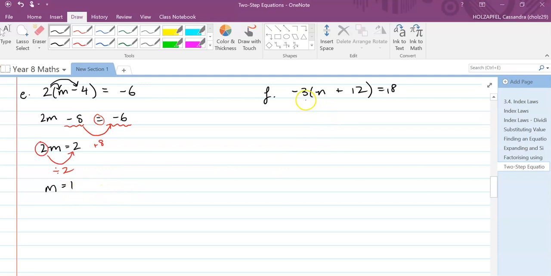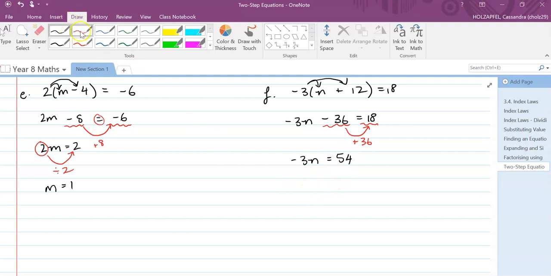We have another example here where we have some trapped family members. So let's go ahead and free our family members first. So we end up with -3n minus 36 is equal to 18. Now let's go ahead and collect our family members. When he comes across the bridge, he's going to turn into his opposite. So we end up with -3n is equal to 18 plus 36.